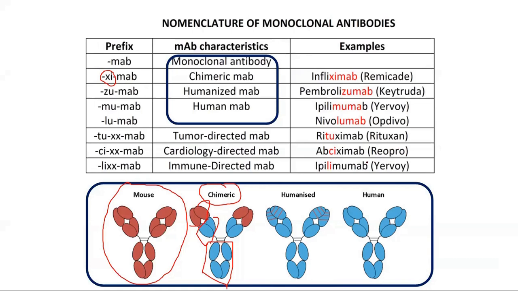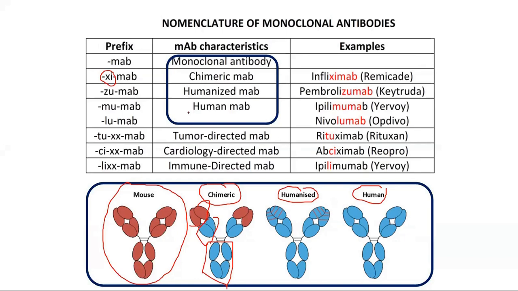And then as science progresses, a chimeric protein is still not good enough. Perhaps you're generating more anti-drug antibodies, so you made them into humanized monoclonal antibodies. You leave very little of the mouse antibody behind, and you use everything else as human immunoglobulin. And then you progress even more, and it's completely human. So it's not even humanized.